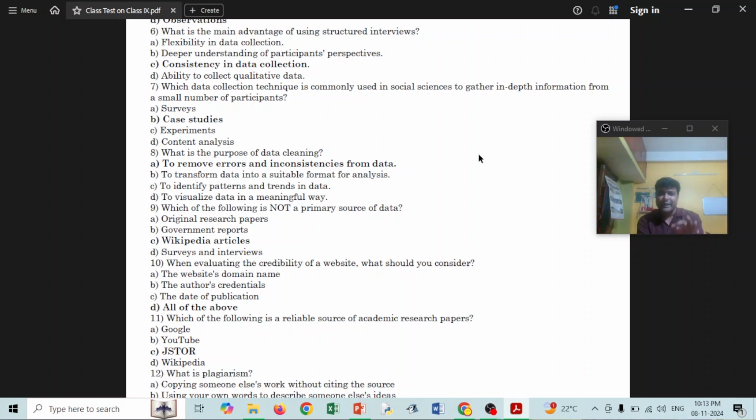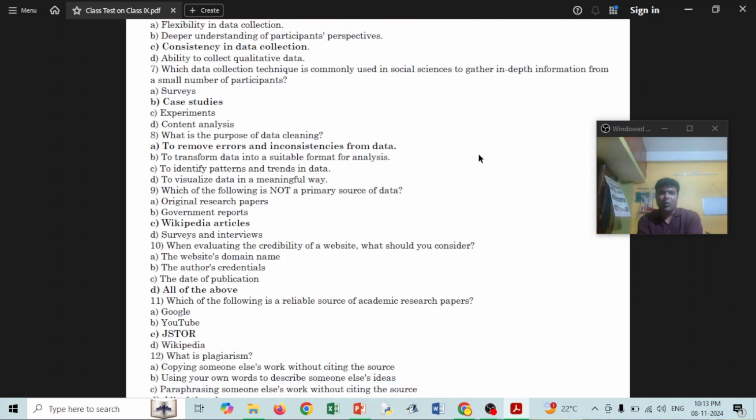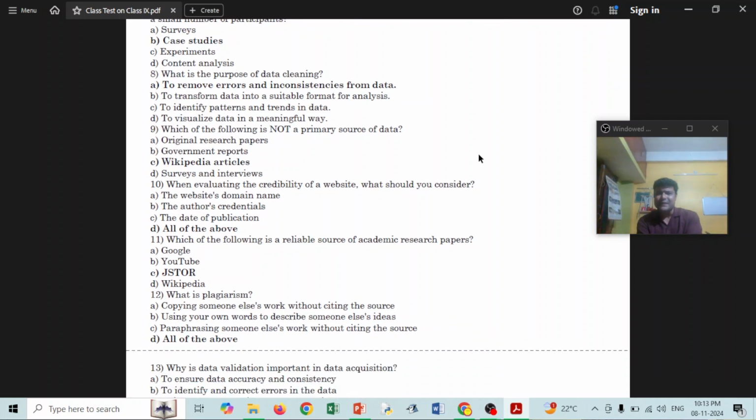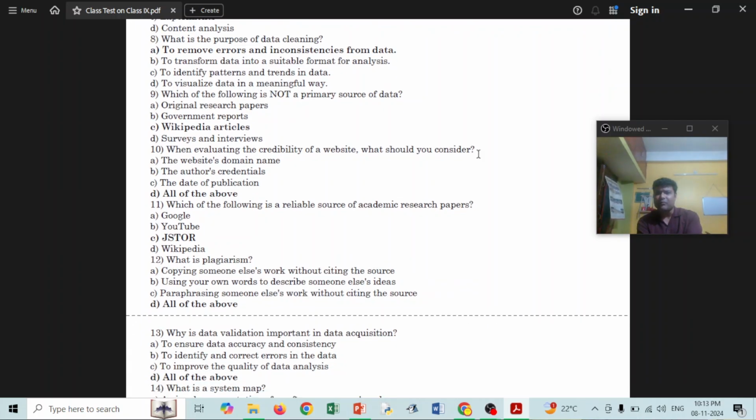Got it? Then question 11, which of the following is a reliable source of academic research papers? Google, YouTube, JSTOR, Wikipedia. JSTOR is the correct answer. JSTOR stands for Journal Storage, where reports are collected in a template pattern.